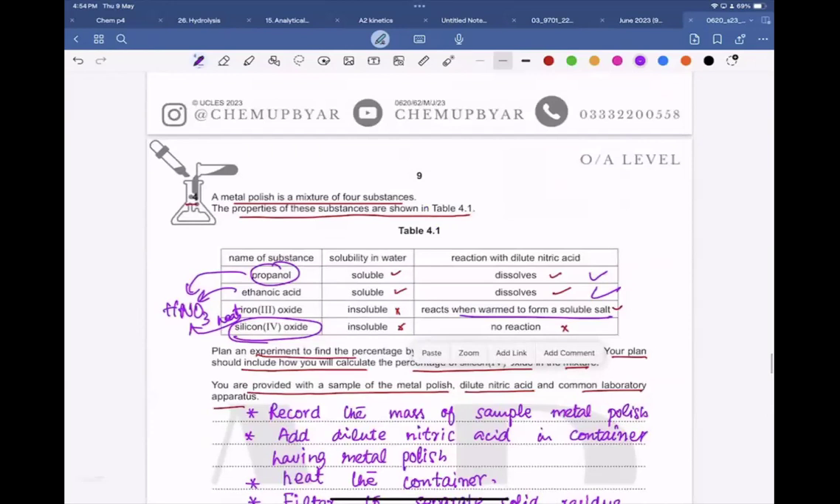No, it's silicon 4 oxide, not silicon 6 oxide. Yeah, you can write the short sentences, Amal.